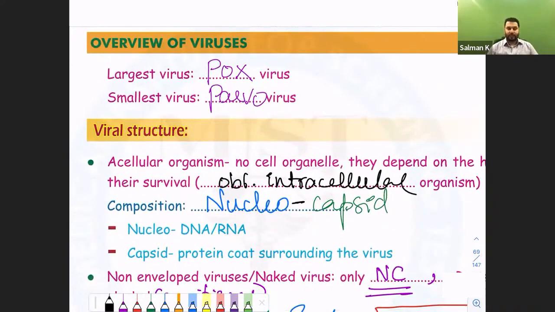When we are saying the viruses, what you should all know is the largest virus is the pox virus, and the smallest virus is the parvovirus. Viruses, since they don't have their own cell, are acellular and obligate intracellular. They have to come inside a cell to reproduce. They need a host cell for their reproduction. So is that understood? Next.